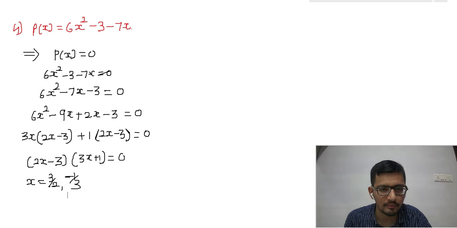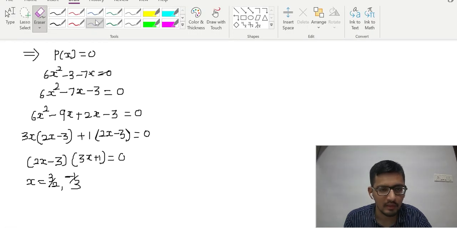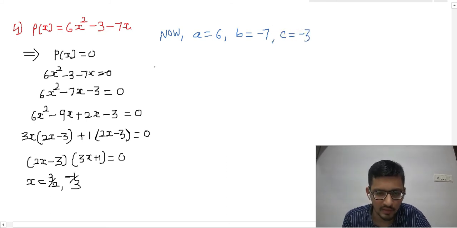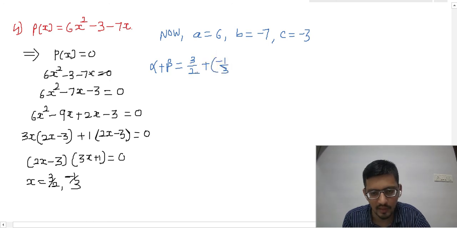Now what I have to do is verification. Comparing with standard form, a is 6, b is minus 7. Don't write minus 3 for b. b means the coefficient of x, and c means the constant term, which is minus 3. First let me assume alpha and beta are the roots. The sum of roots: first root is 3 by 2 plus second root, minus 1 by 3. So plus minus minus, 3 over 2 minus 1 over 3.